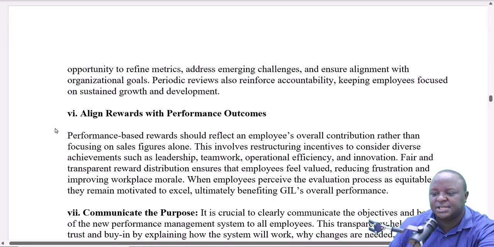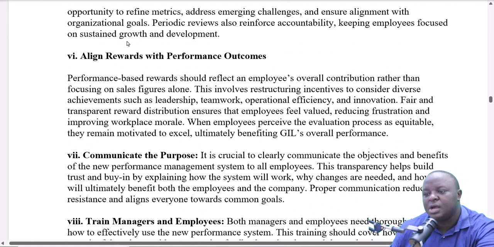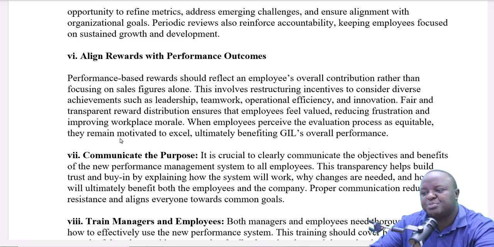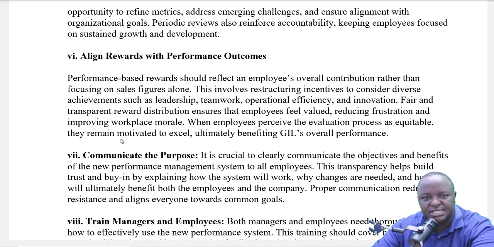And 6th, align rewards with performance outcomes. So performance-based rewards should reflect the employee's overall contribution rather than focusing on sales figures alone. So that is why you find that in GIL, at that first point, the non-sales employees, like the administrative employees and all that, they felt left out when it comes to rewards.